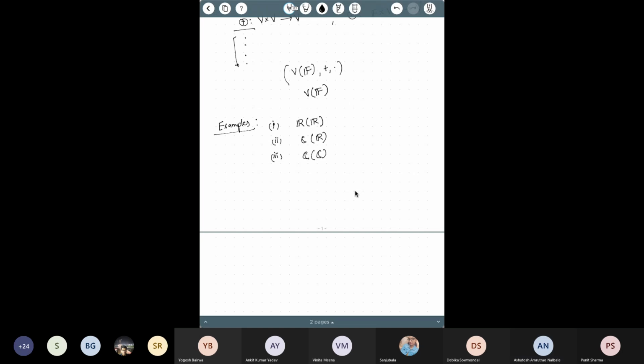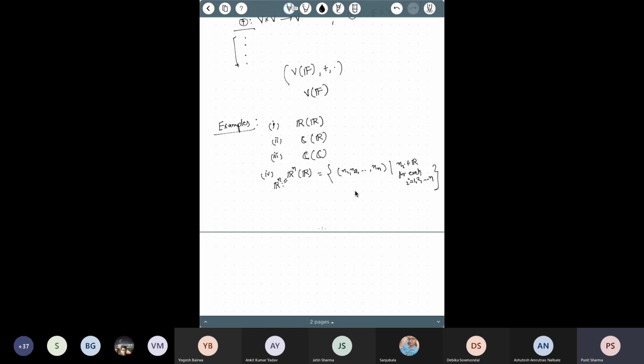Rn over R. Just to fix the notation, for this I will simply write Rn. Whenever I write Rn, it means Rn over R. And what is it? It is a collection of all n-tuples of the form (x1, ..., xn), where these xi belong to R for each i equal to 1 to n.